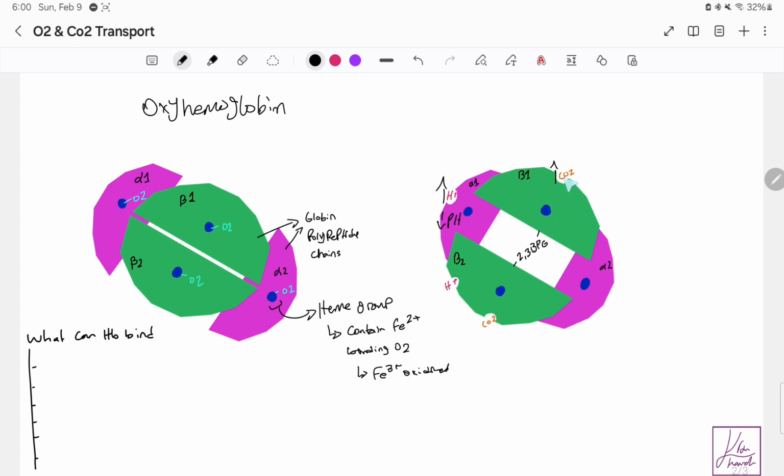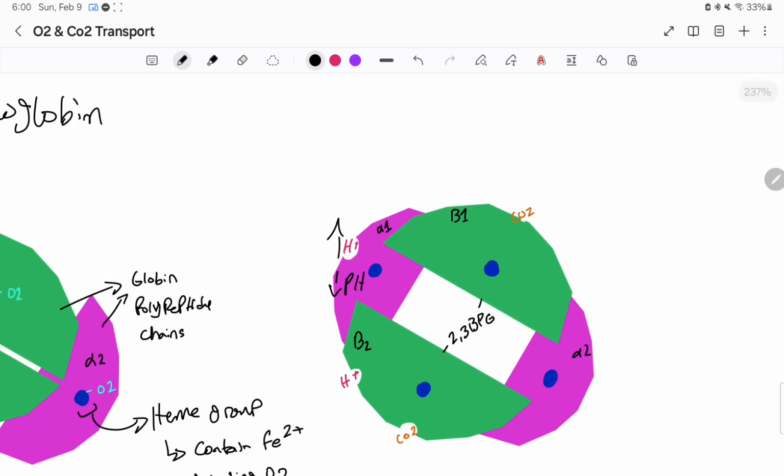So the presence of the CO2 and the protons binding to this hemoglobin changes its shape. You can see that it's a completely different shape when these guys are bound to it, okay? Because of this, these molecules are changing the affinity of the hemoglobin for oxygen. And in this state, the hemoglobin has a low affinity for that oxygen. Okay? Great.